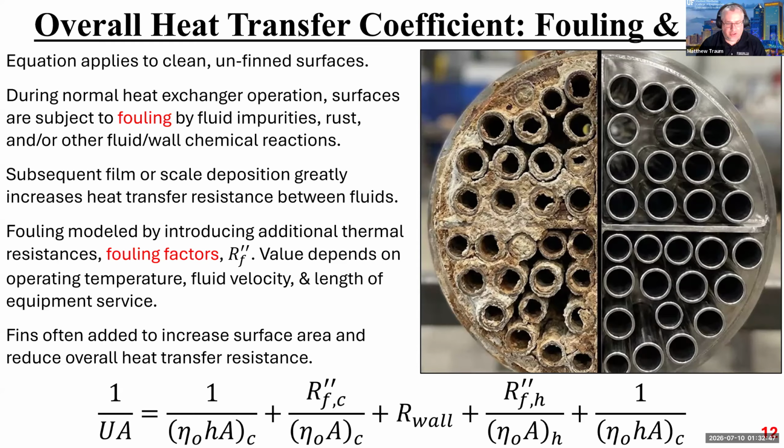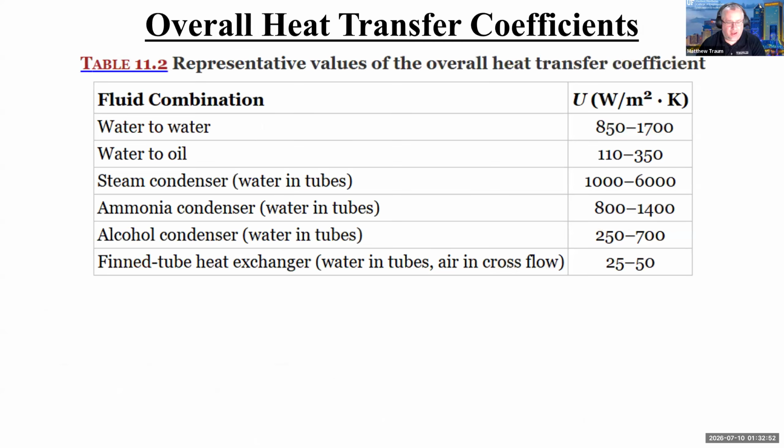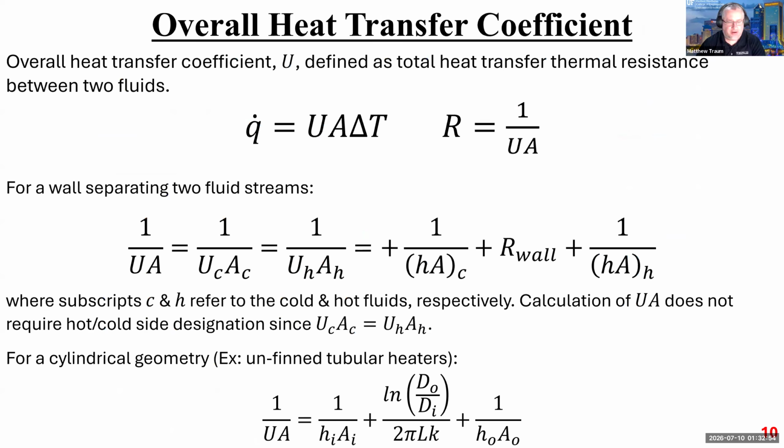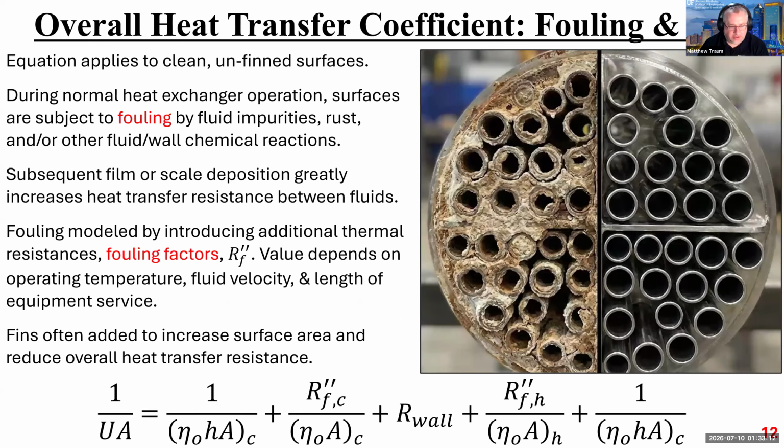And so what I show here is kind of the complete version of this equation, right? Here, this plus sign should not be there. I just noticed that. It's the version of this equation that includes fins and fouling, which is this, right?